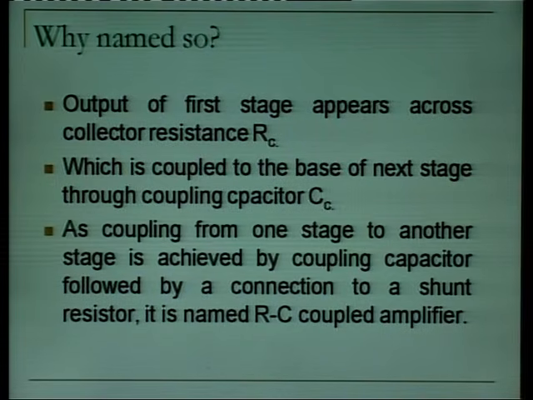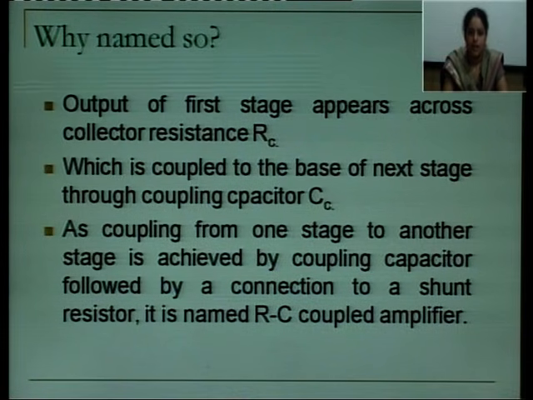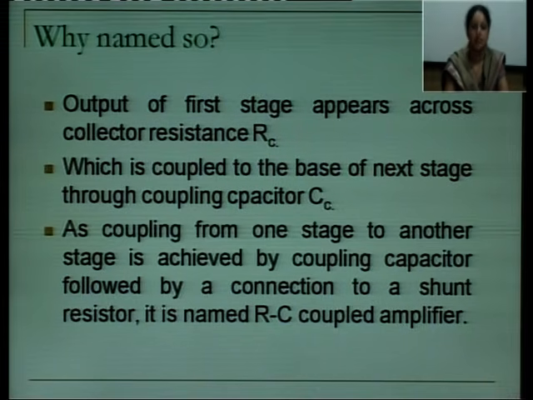Output of first stage appears across collector resistance RC, which is coupled to the base of the next stage through coupling capacitor CC. As coupling from one stage to another stage is achieved by a coupling capacitor followed by a connection to a shunt resistor, it is named as RC coupled amplifier as shown.